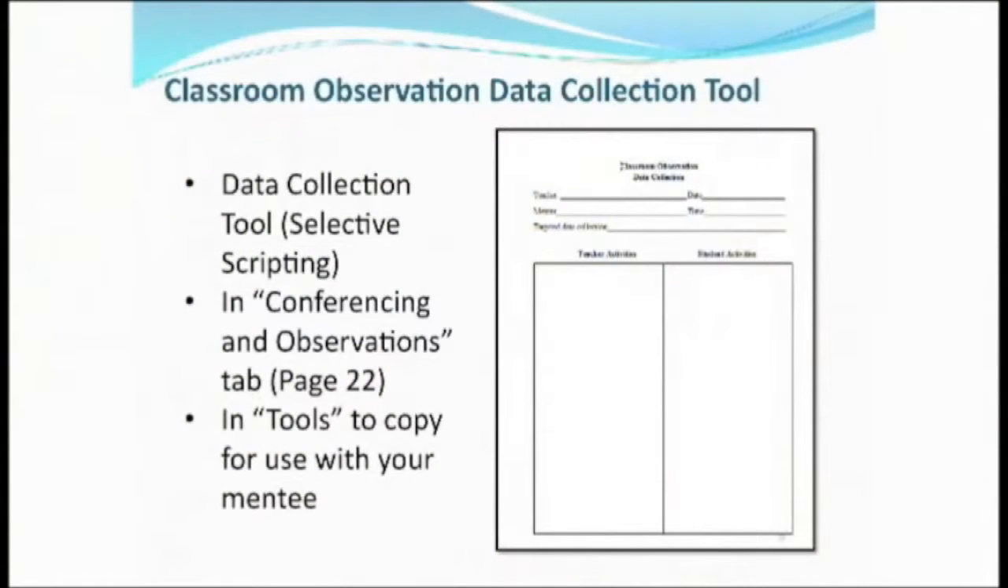And you can see there's nothing special about this. There's just two columns, what you're seeing from the teacher and what you're seeing from the students, right? This is also known sometimes as selective scripting. And I want to highlight selective. There is no way in an observation that you can go in and write down absolutely everything that the teacher's doing and absolutely everything that the student is doing, right? You need to be selective in the data that you're gathering.